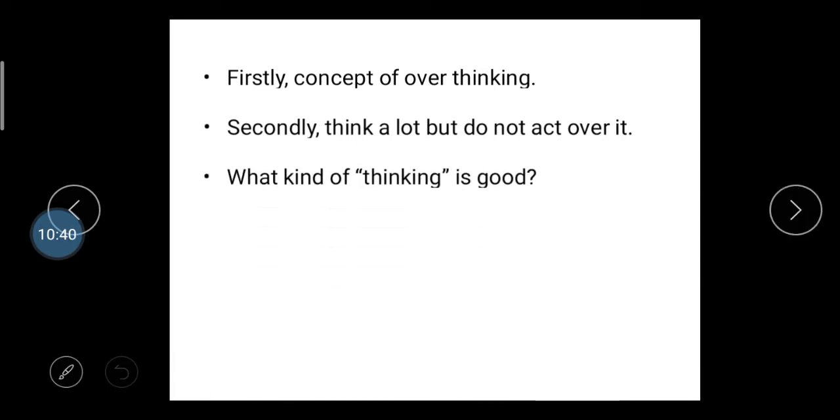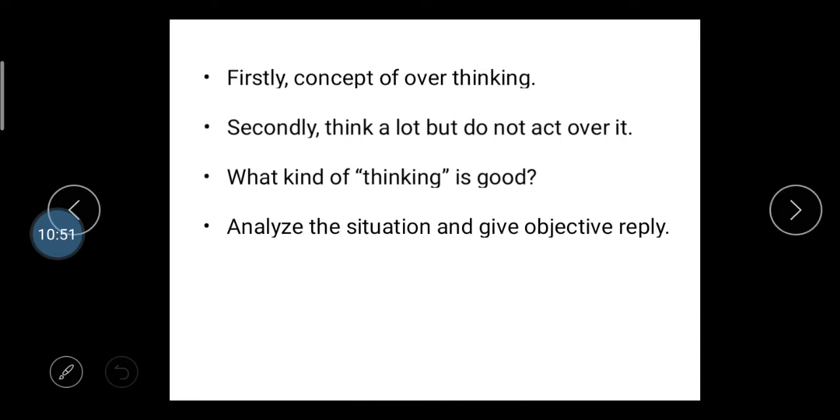Then what kind of thinking is good? Sometimes you say not to overthink, not to think less, then what type of thinking do we have to do? So analyze the situation and give an objective reply. First of all, you have to analyze your situation, and then you have to give the reply. Then after, respond rather than react. Some people have a type of aggressiveness in their behavior, so they react rather than respond.